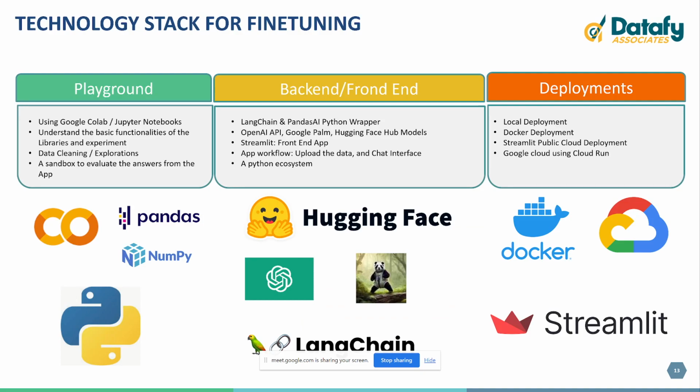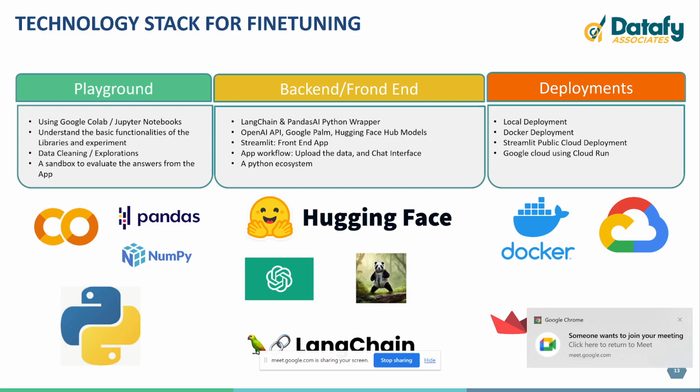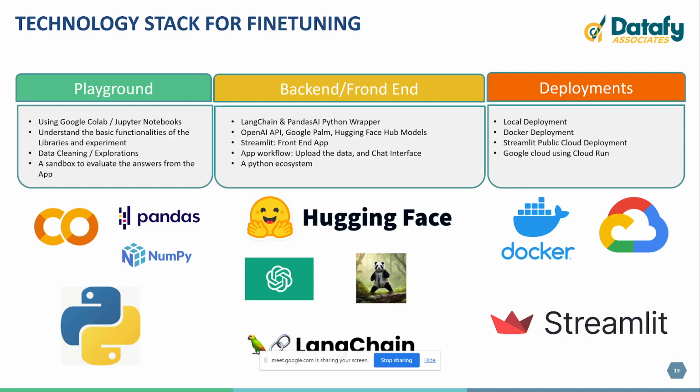So, the technology stack for developing this application. First of all, in the playground, we are going to use a Python infrastructure, having access to a notebook or Google Colab, and libraries like pandas or numpy. For the backend and front end, we are going to use LangChain or the PandasAI Python wrapper. They are high level wrappers that will help us talk to LLM APIs.